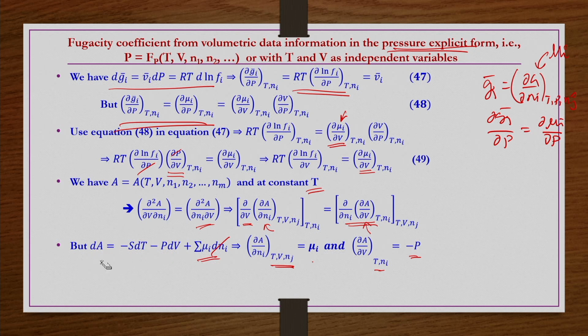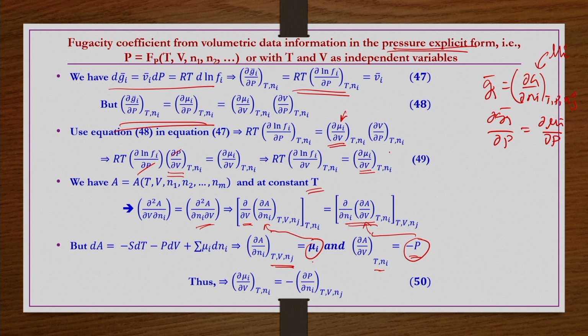So, this equation also we have derived in one of the previous lectures. Now here, ∂/∂Ni I can write as a kind of μi, and here ∂A/∂V I can write as −P. When I write it, I will get ∂/∂V of μi is equal to −∂/∂Ni of P.